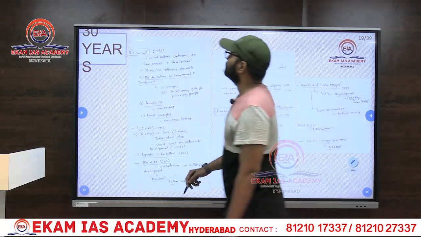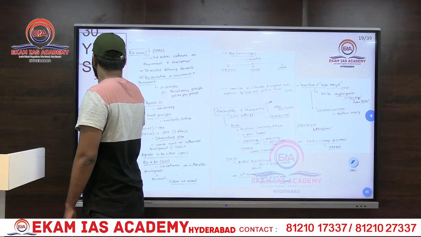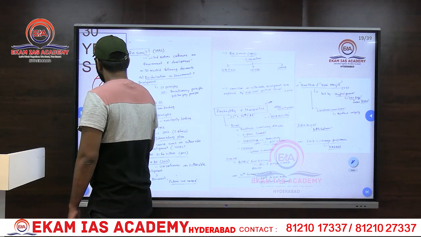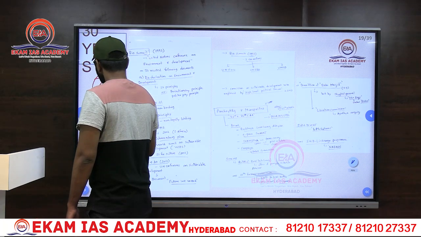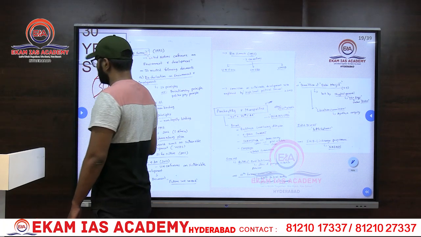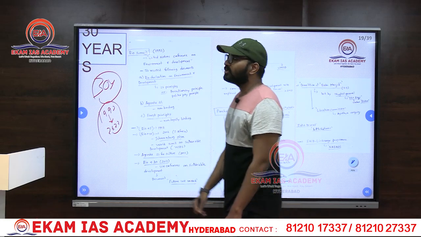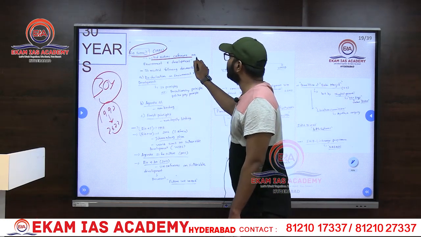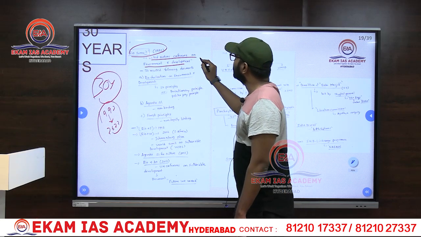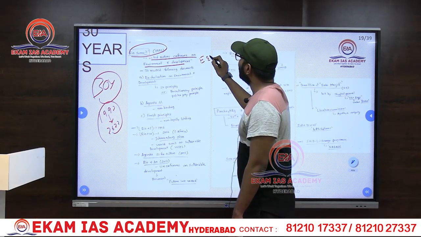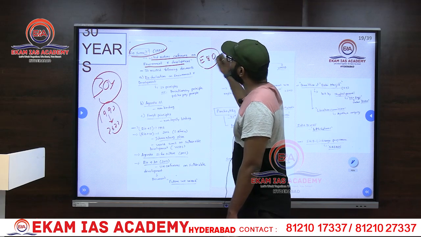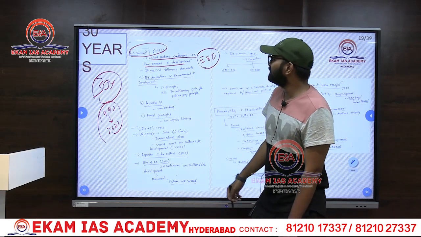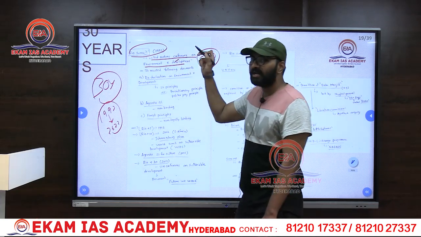So it is 30 years, 1992 to 2022. So just go through it. Rio Summit. What is it? United Nations Conference on Environment and Development. Then what about the earlier one? The UNEP one? Human Environment. See here, this is Environment and Development, that one is Human Environment.